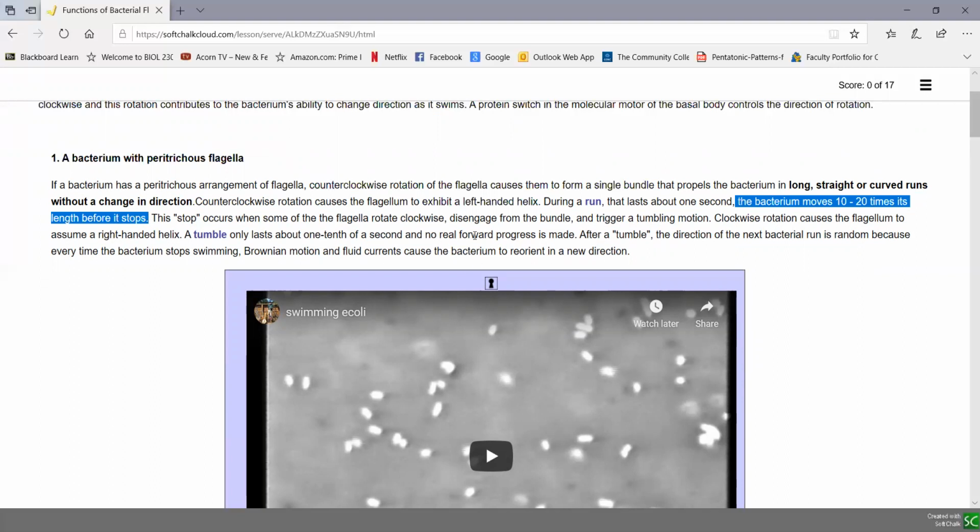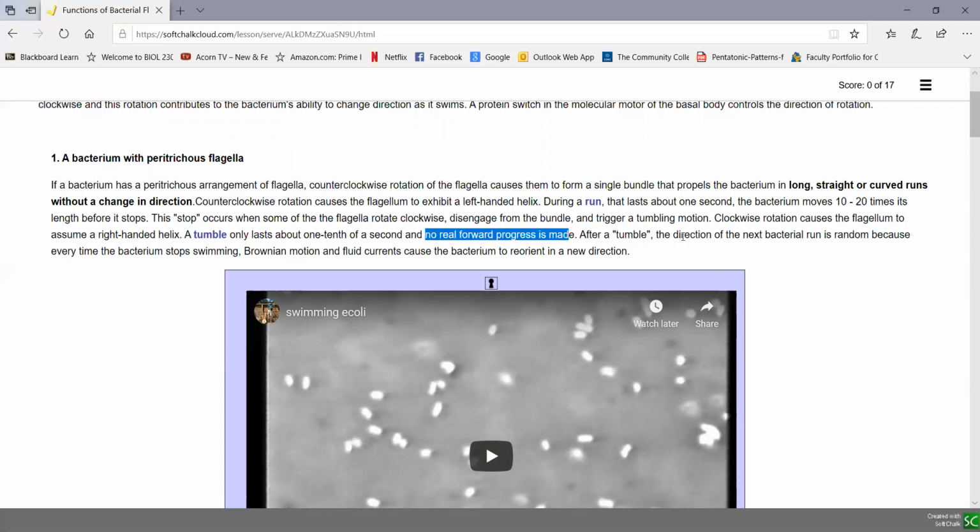Now, the stop occurs when some of the flagella in the bundle start rotating clockwise. And when some of the flagella start rotating clockwise, they disengage from the bundle, which messes up the hydrodynamics, and that triggers a tumbling motion where we see the bacterium just tumbling around. And with a clockwise rotation, the flagellum assumes a right-handed helix, and again, that's what leads to the tumbling motion. Now, a tumble only lasts about 1/10 of a second rather than a second like a run, and during that 1/10 of a second, there's no real progress made.